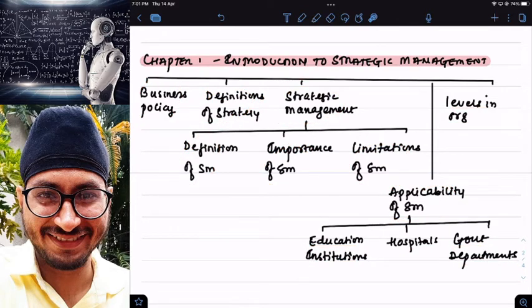How many levels are there in an organization? 3. Just now we have discussed, right? Lower level management, middle level management, top level management. Lower level management is also called functional level management. Middle level management is also called business level management. Top level management is also called corporate level management.